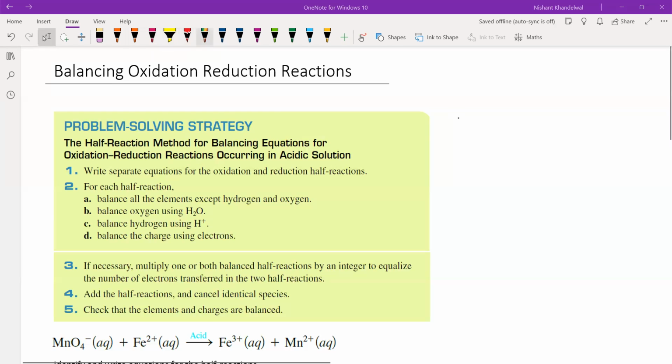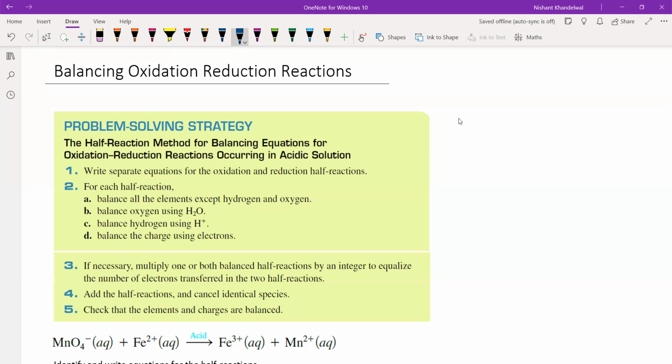So what are those? Step one is for acidic solution only. There is another video for the basic solution which will be uploaded soon. The point number one is to write separate equations for the oxidation and reduction half reactions. You have to write separate equations for oxidation and reduction.